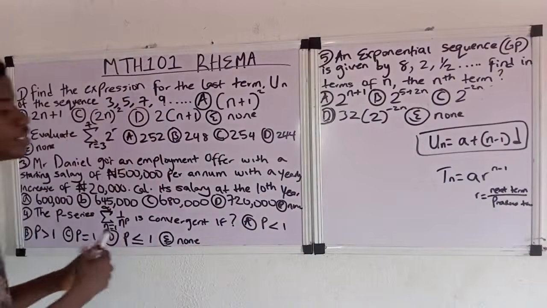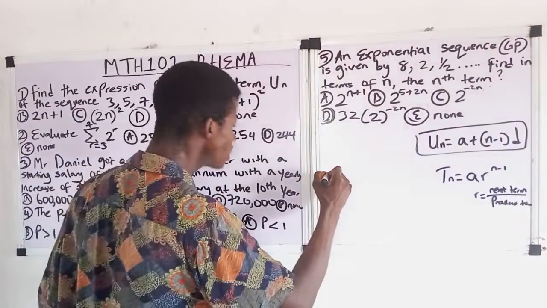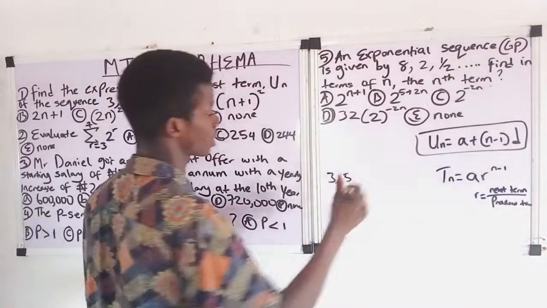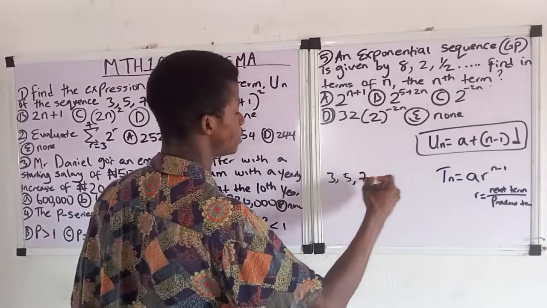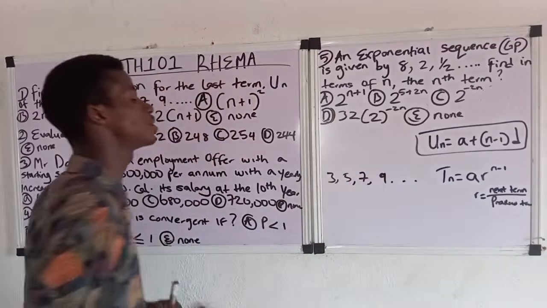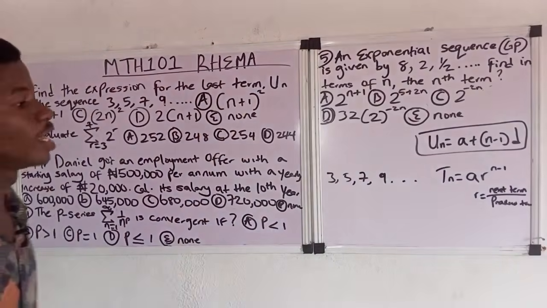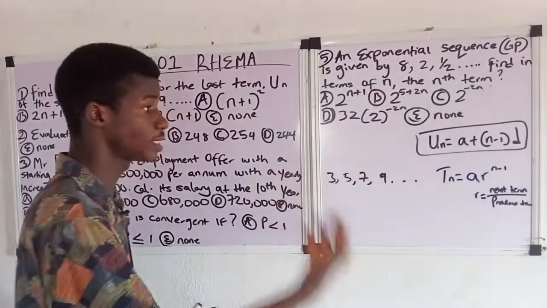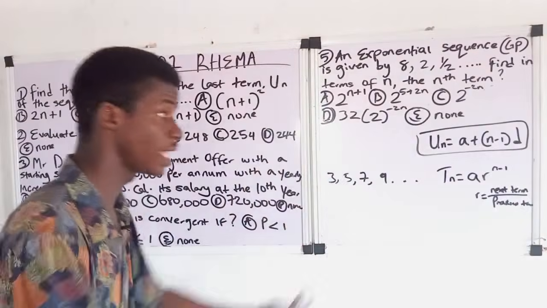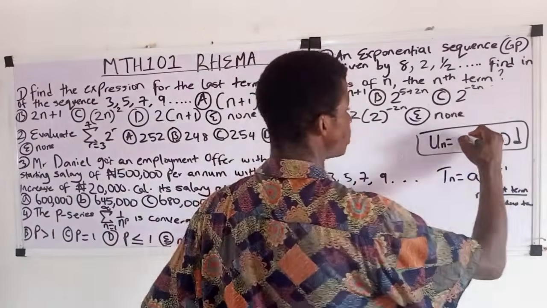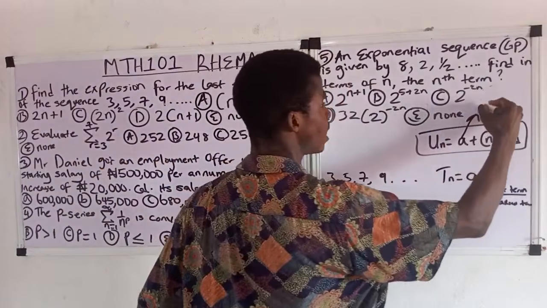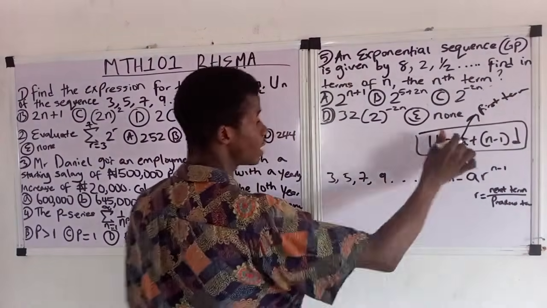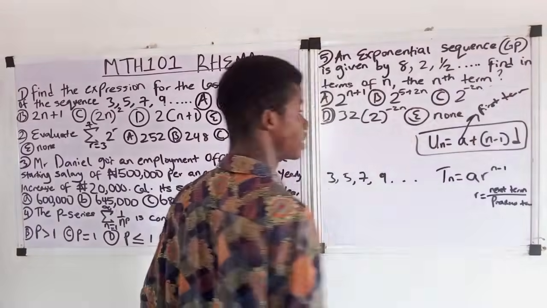Now let's write down the sequence. The sequence is 3, 5, 7, 9. Okay, so these are the numbers, this is the sequence. Now this is the formula to look for the nth term of an AP. This letter here, A, is known as the first term.